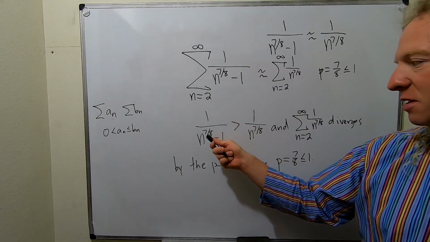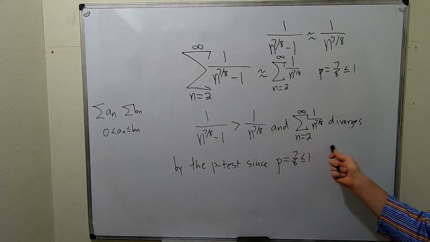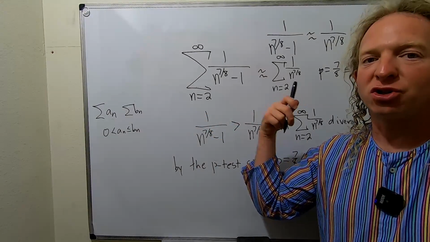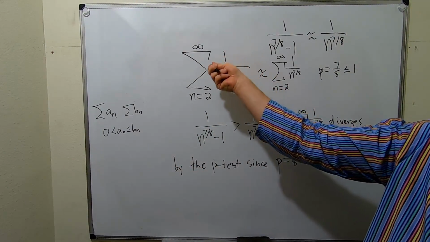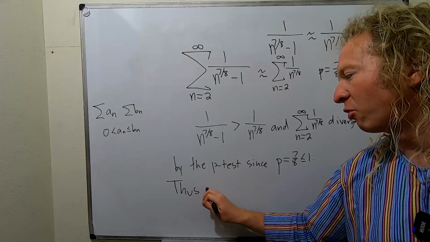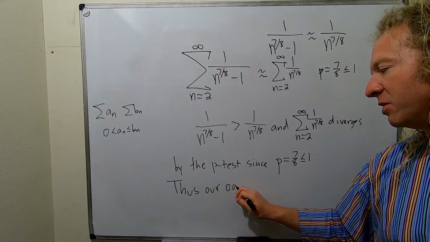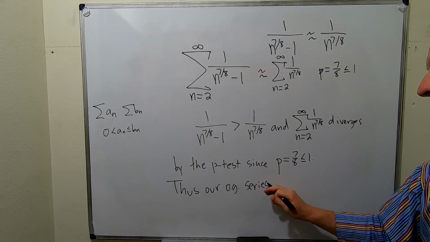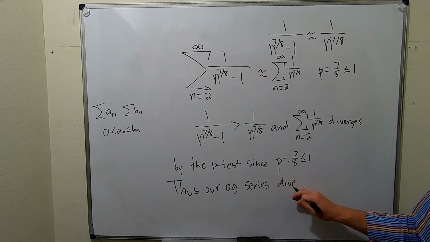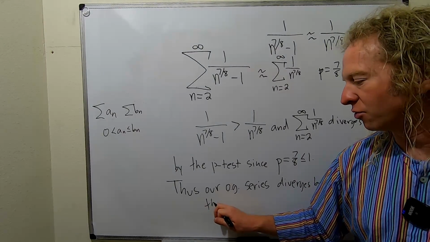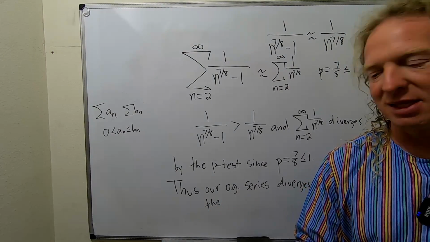Therefore, because this is bigger than this and the sum of these diverges, by the direct comparison test, the sum of these guys should also diverge as well. In particular, that's our original series. So thus, our original series, I'll just say OG, OG means original, diverges by the direct comparison test. I'll just say DCT.